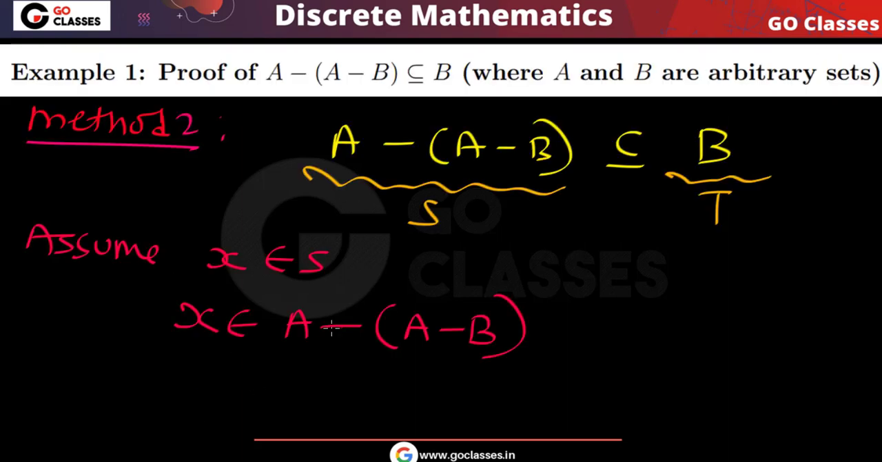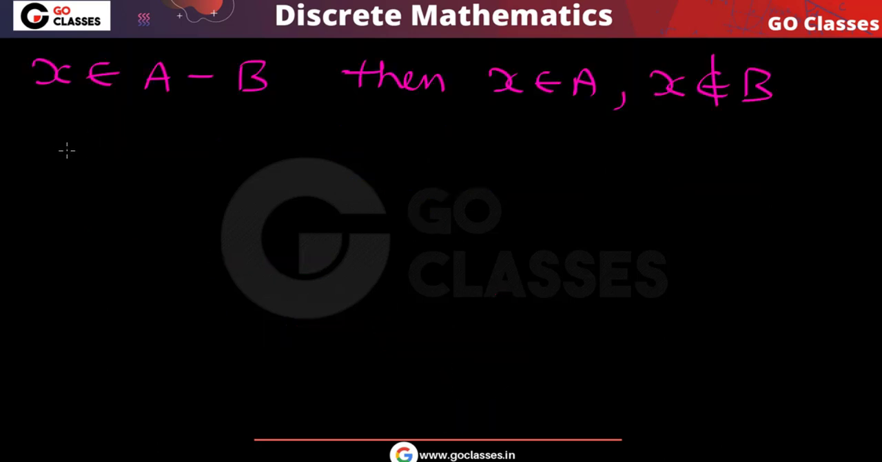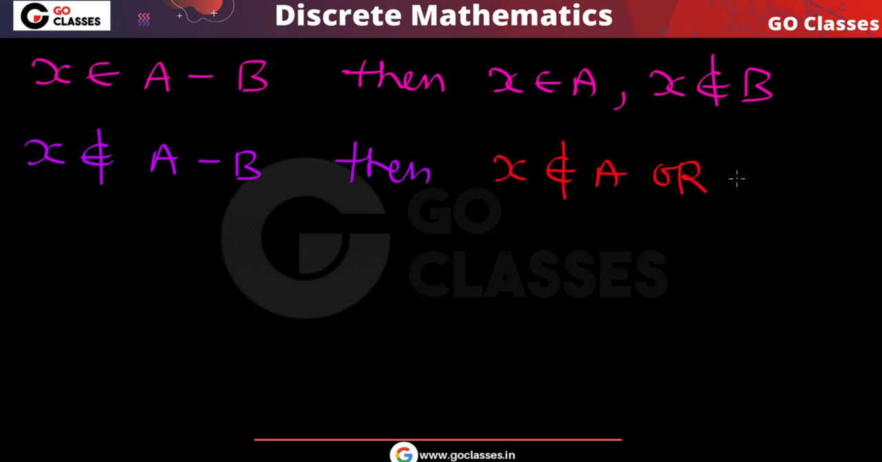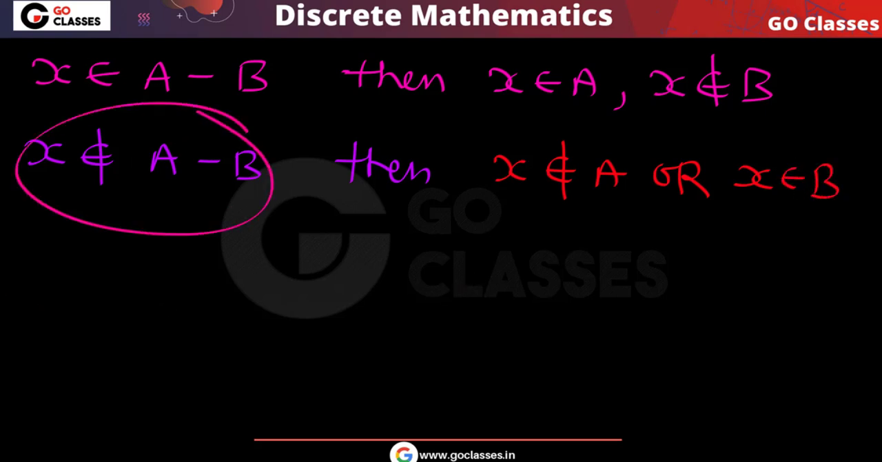So I can say that x belongs to A, and x does not belong to A minus B. What does that mean? If x is not in A minus B, it simply means that either x is not in A or x is in B. So this is the idea: x is not in A minus B means either x is not in A or x is in B.